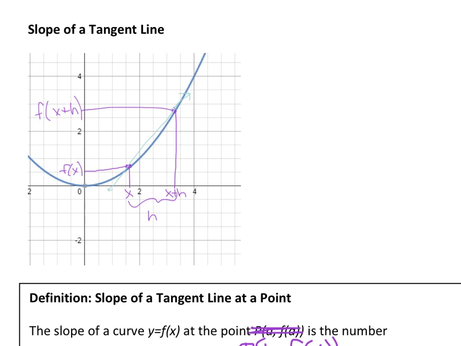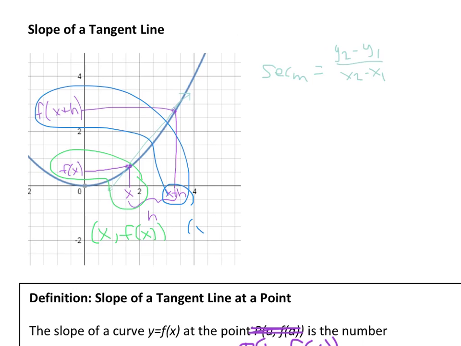We know then that the slope of our secant line is going to equal, just like all slopes, y2 minus y1 all over x2 minus x1. We are going to use the ordered pairs we have from this situation to figure out the slope. This first relationship gives us the ordered pair x comma f of x, and this second relationship gives us the ordered pair x plus h comma f of x plus h.